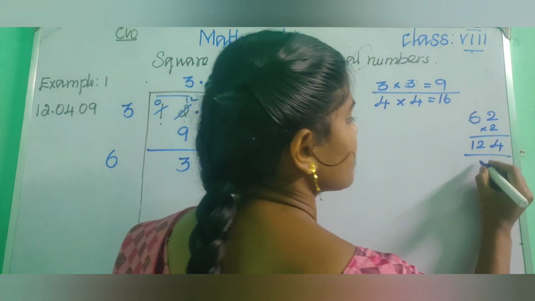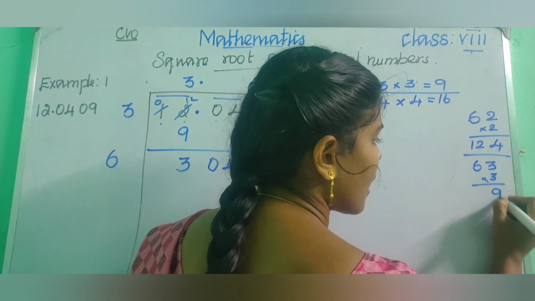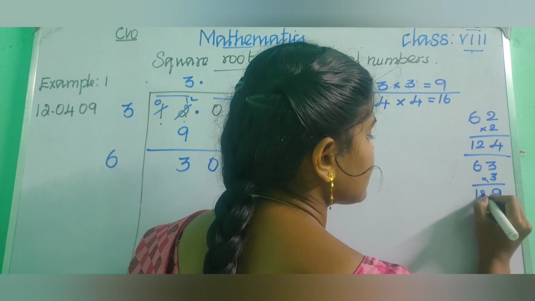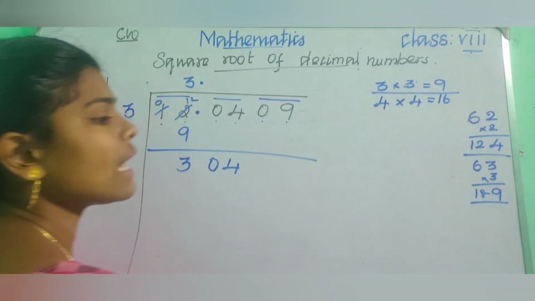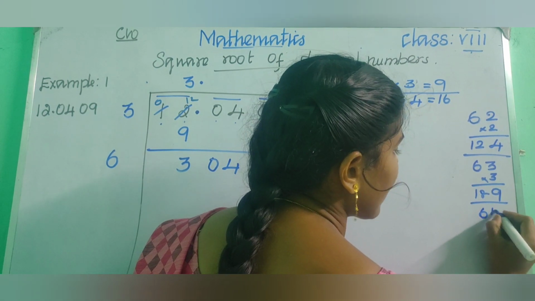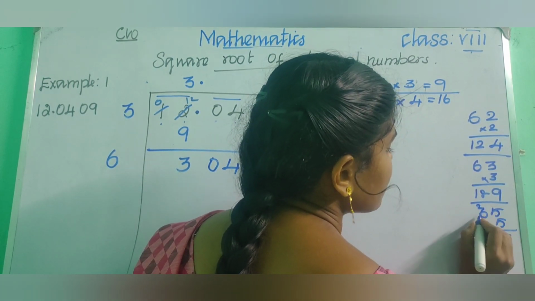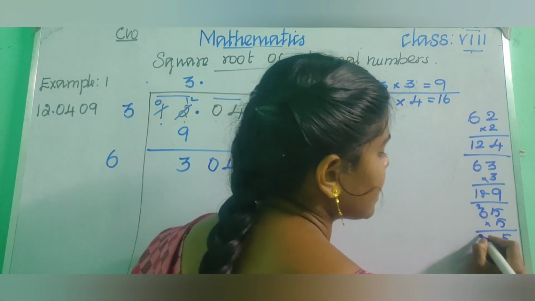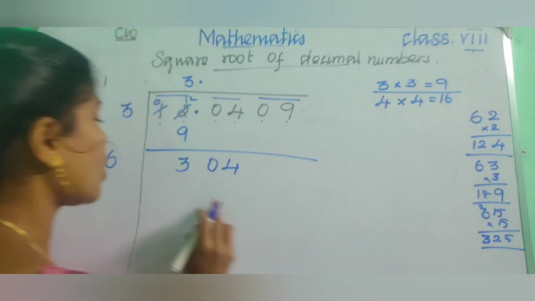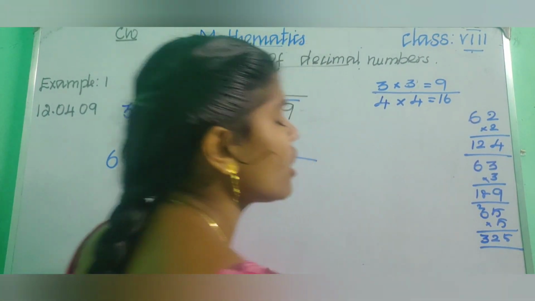So let us put 3. 3 3s are 9. 3 6s are 18. Okay, children, now we got 189. And let us put 5. 5 5s are 25. 6 5s are 30, plus 2 is 32. Okay, children, now we got 325. So we need to check for 4.